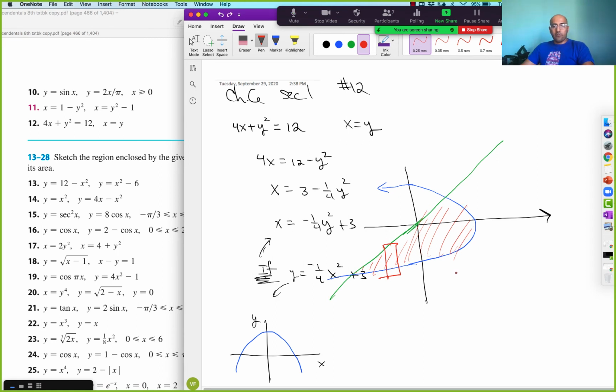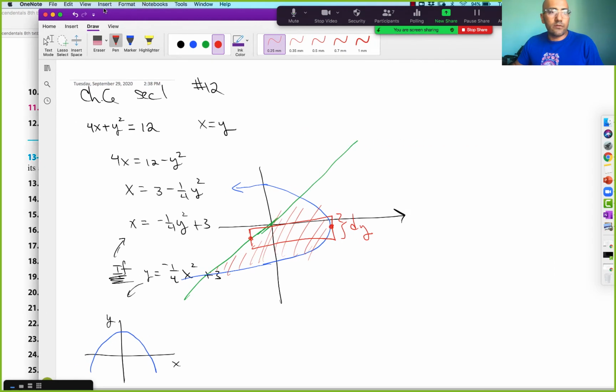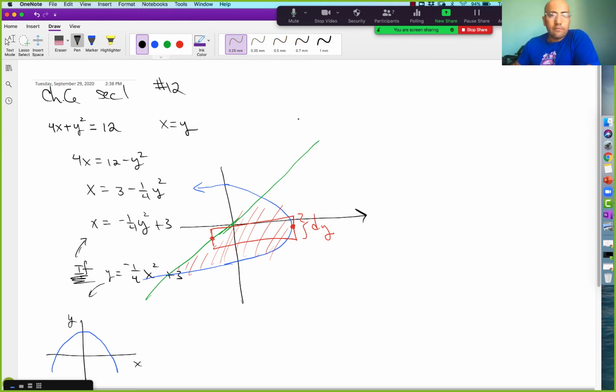So let's go back here, and we want to go this way. If we go this way, then we always have the same rule. It's always going to be that this blue one is the far right one, the top function, and the green one is always the bottom one, right? Okay, so then that means that I'm going to want some sort of a delta y. y is going to be my variable of integration. Okay, so then let's set it up.